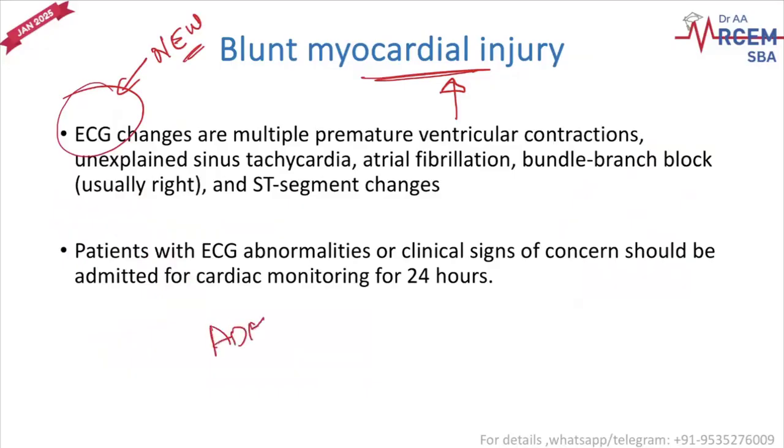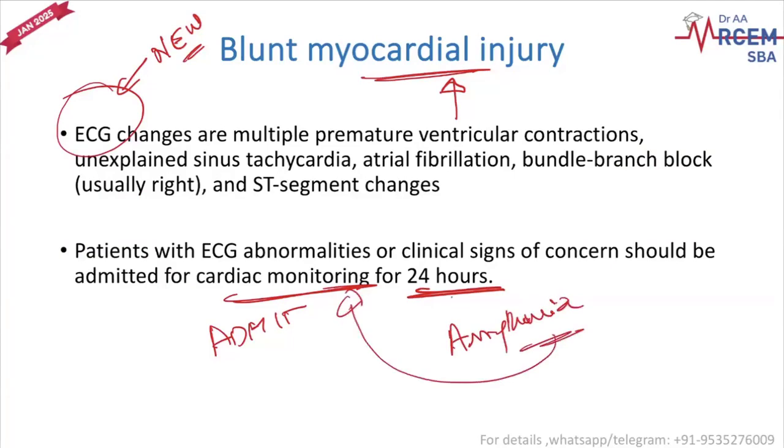You will admit that patient for cardiac monitoring for a minimum of 24 hours. Why do we admit? Because any injury to the myocardial muscle can trigger arrhythmias, which can be disastrous. You need to admit this patient to make sure they don't develop arrhythmias, and if they do, you can intervene immediately. So cardiac monitoring is required for 24 hours. That is why you are admitting this patient.